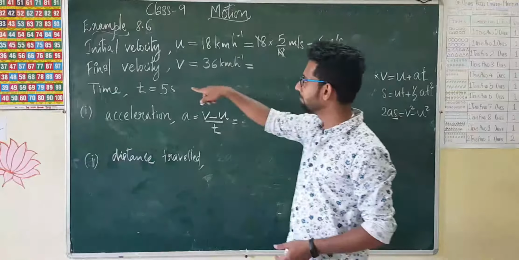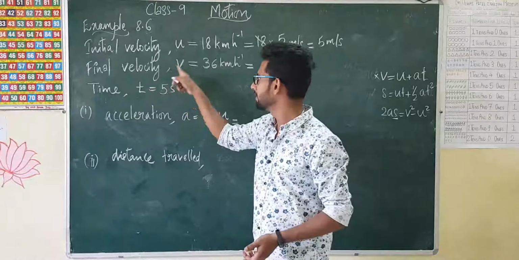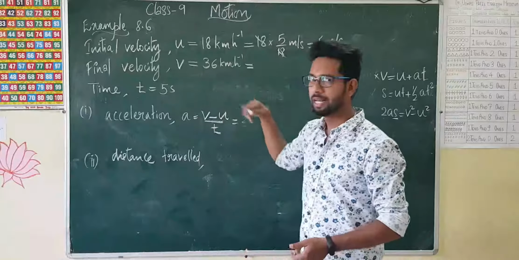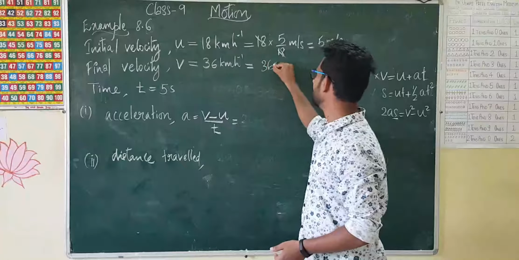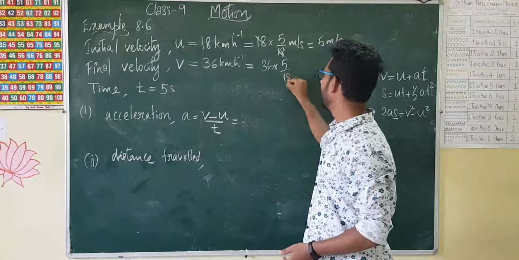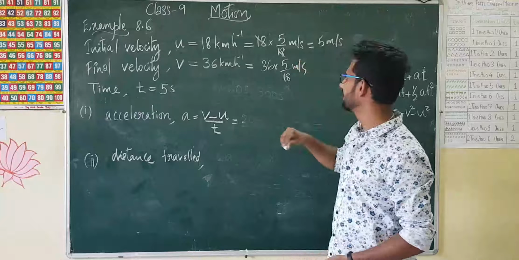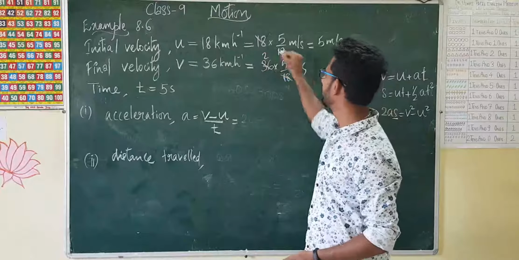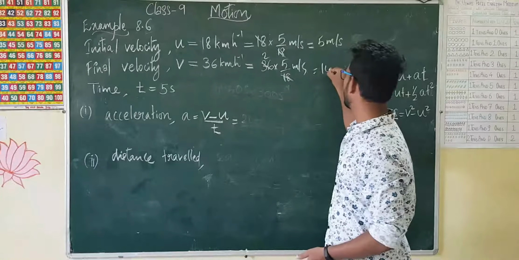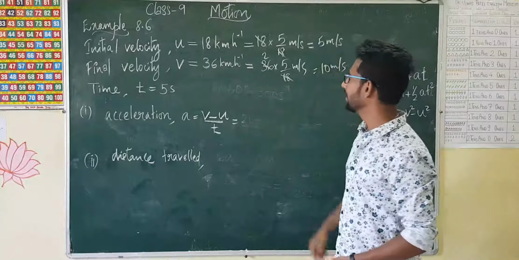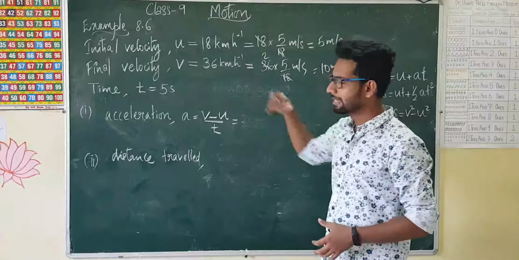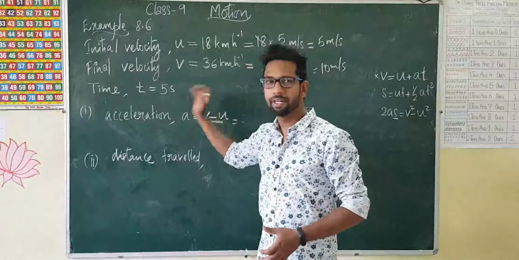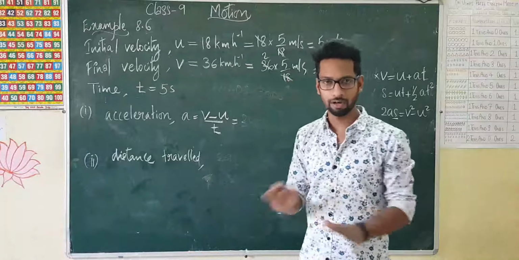Similarly, we have to convert the final velocity, that is 36 km per hour, into meter per second. So 36 into 5 by 18 meter per second, isn't it? 18 into 2 is 36. Then 2 into 5, 10 meter per second. So we have converted all the quantities into SI unit. The third quantity, time, is already given in SI unit, that is 5 seconds, so no need to convert.